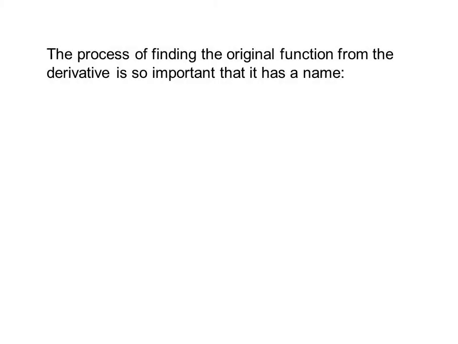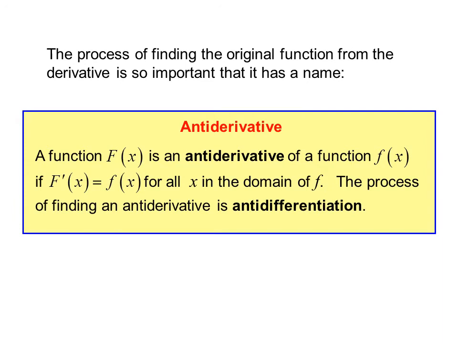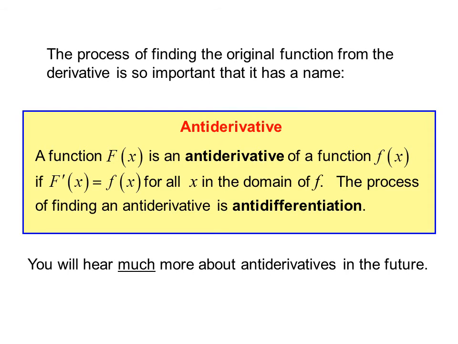The process of finding the original function from the derivative is so important that it has a name: the antiderivative. A function big F of x is an antiderivative of a function f of x if big F prime of x equals f of x for all x in the domain of f. The process of finding an antiderivative is antidifferentiation. You will hear much more about antiderivatives in the future. This section is just an introduction.